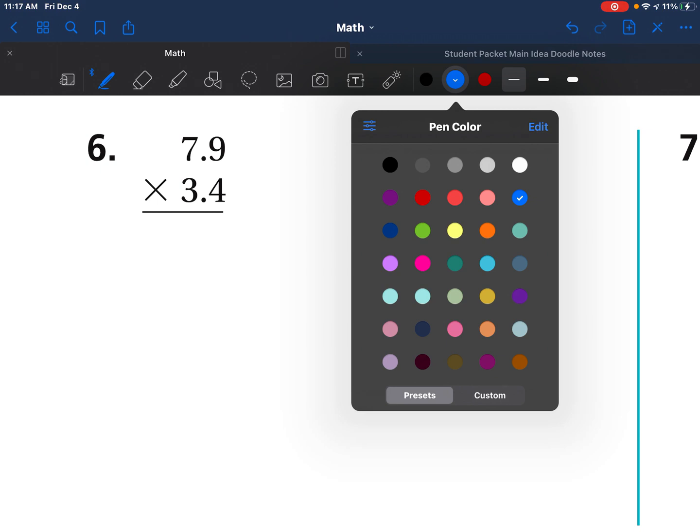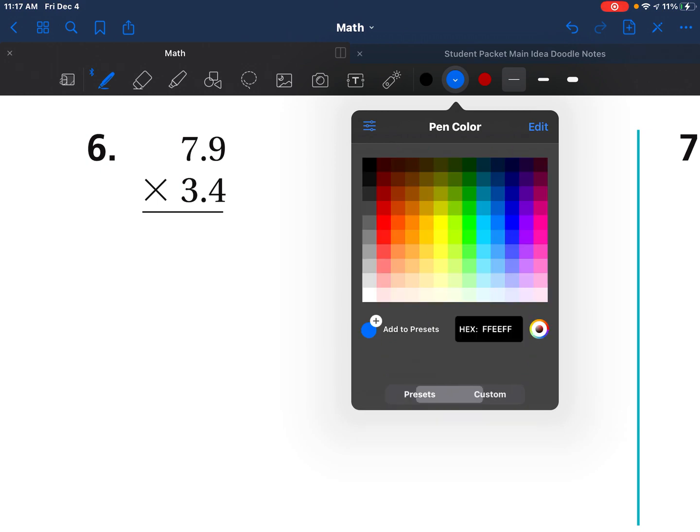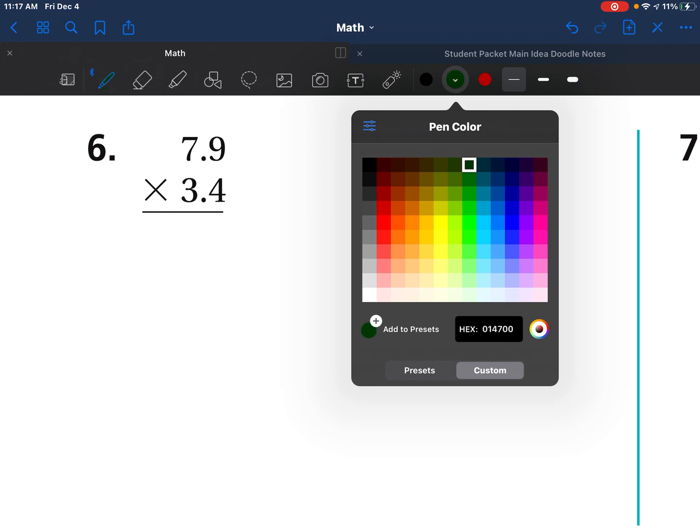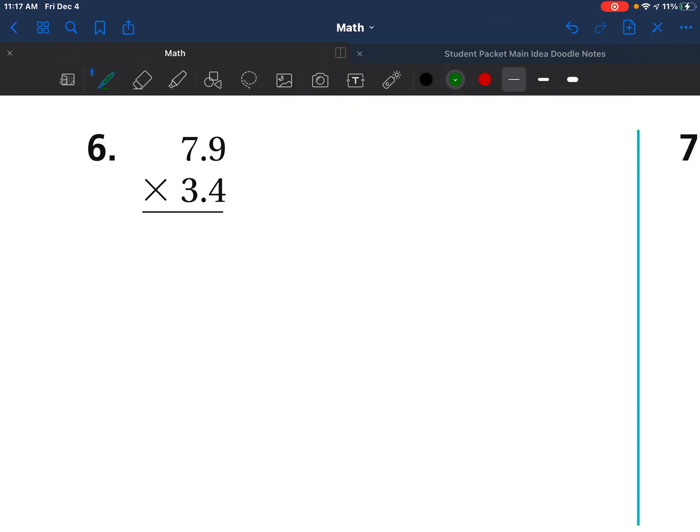And we are going to try to do some fun Christmas colors for you. All right, so we're going to go ahead and multiply. 4 times 9 is 36. 4 times 7 is 28, plus 3 is 31. And then we move to the next place value, so we put our 0 here. 3 times 9 is 27. 3 times 7 is 21, plus 2 is 23. And then we go ahead and add.